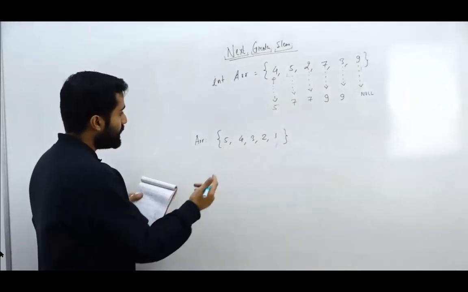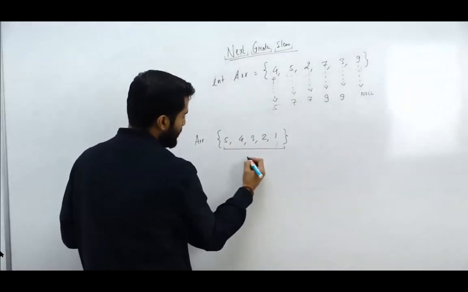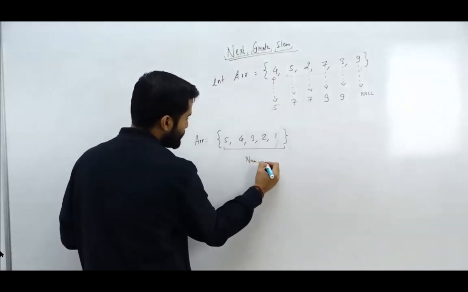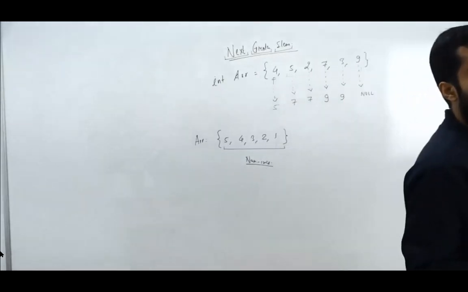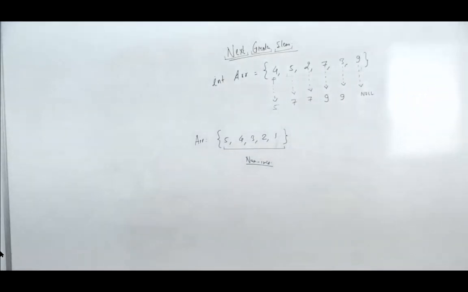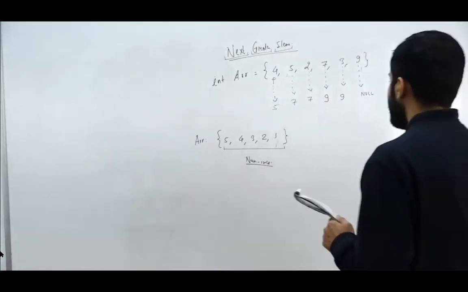Okay, cool. Can I say that this phenomenon where every element has its next greater as null will happen if my array is sorted in, let me call it non-increasing order? Can I say it? It will always happen when the array is sorted in non-increasing order. Very, very easy to detect, right? Now, just think and tell me one thing.